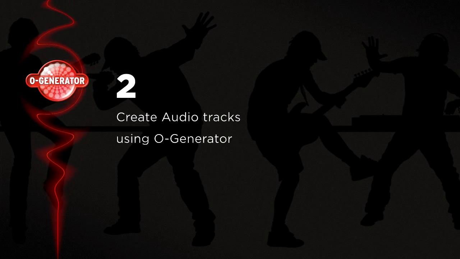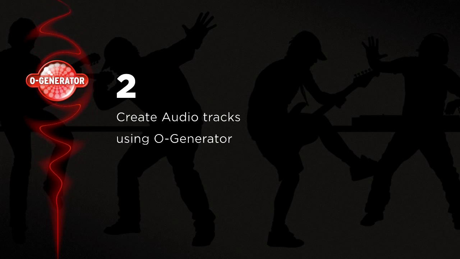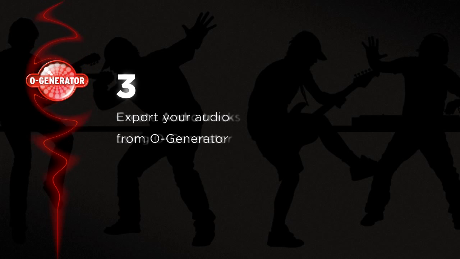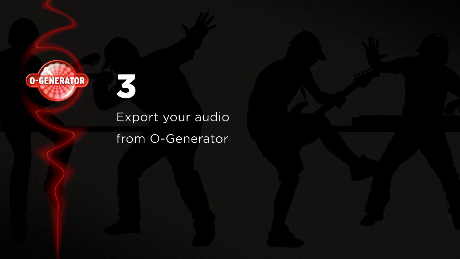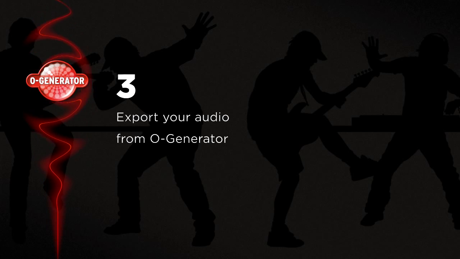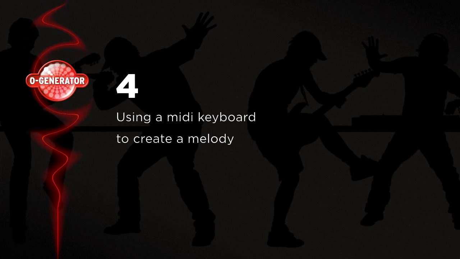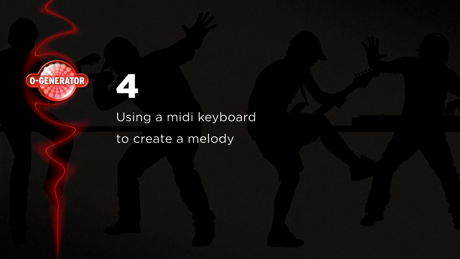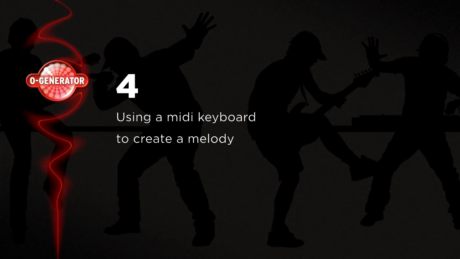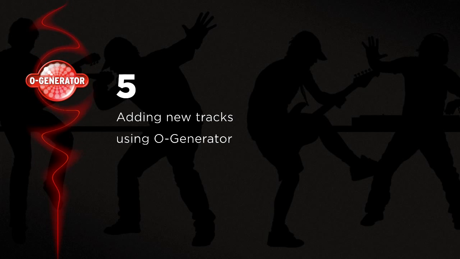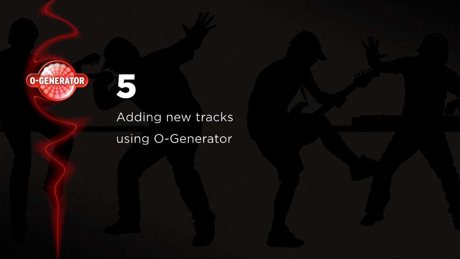Part 2 is how to create audio tracks using OGenerator. Part 3 is how to export these audio tracks back into the sequencer. Part 4 is how to use your MIDI keyboard to create a melodic line over the audio. And Part 5 is adding additional tracks using OGenerator.